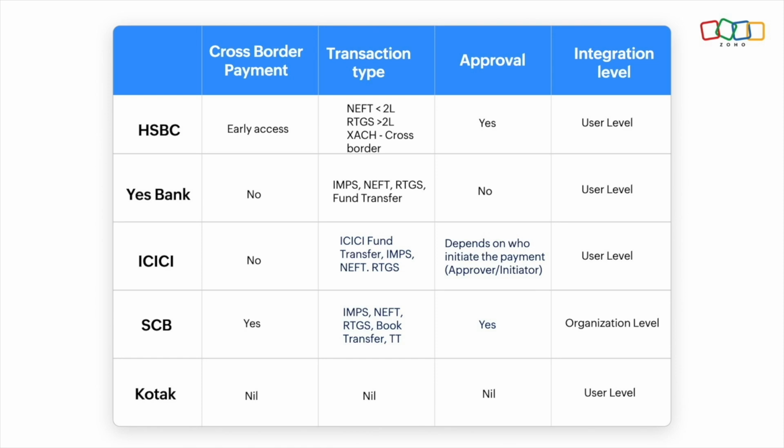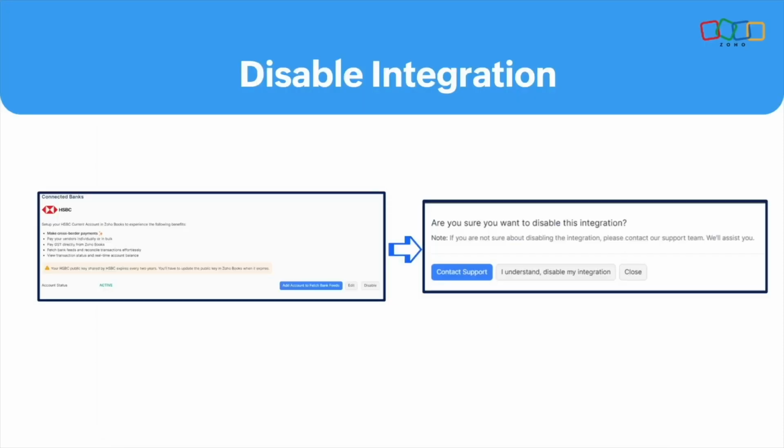However, for the Standard Chartered Bank, as you have seen in the integration page, the Standard Chartered Bank allows you to select the list of users whom you want to initiate payments from Zoho Books. And that is why it's mentioned as an organization level integration. So the next part of this webinar would be disabling these integrations.